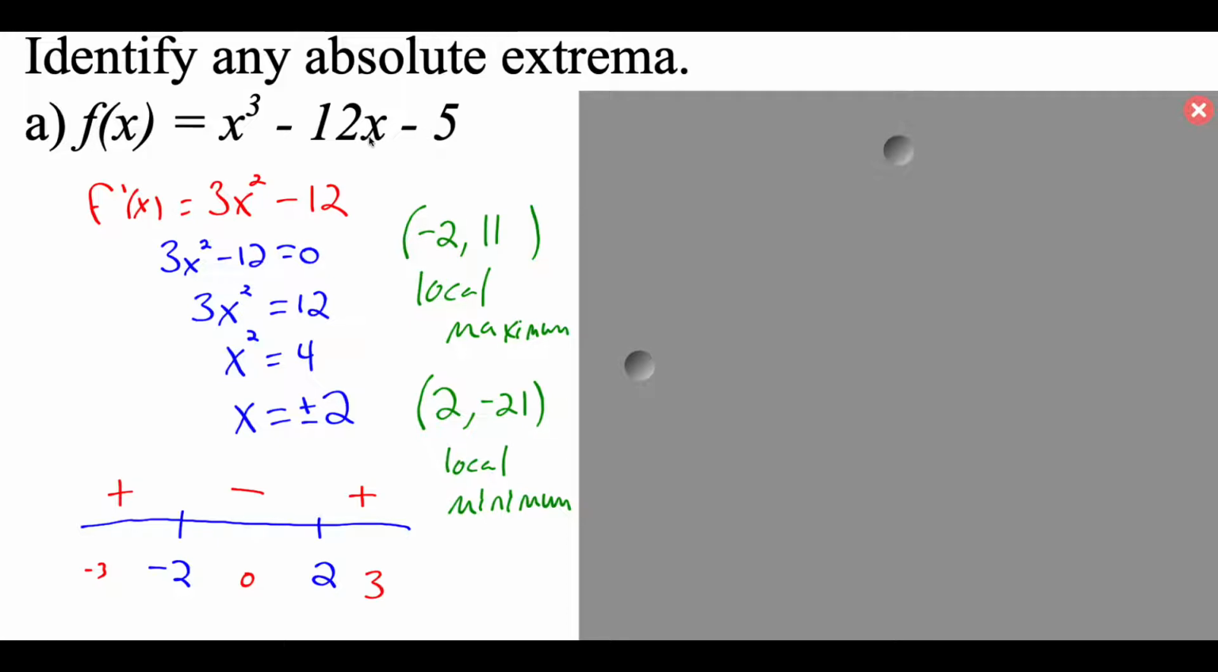Now, this function f won't have any absolute extrema because the range for this graph is going to go all the way from negative infinity to positive infinity. If we think about what's happening with a cubic graph, the ends of our graph will keep extending up and down forever and ever and ever. So no absolute extrema, just these local extrema in the middle of our graph.